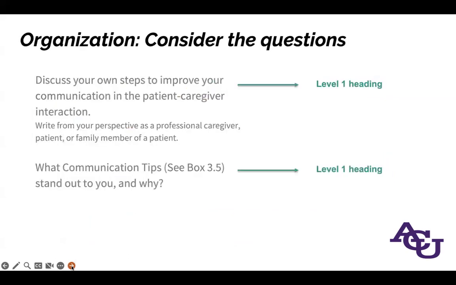So next, we're going to talk about how to organize this paper. The best way to get started with organizing is to consider the questions. For this assignment, we have 2 major questions. The first asks you to discuss your own steps to improving your communication and the patient-caregiver interaction. And the second question asks you what communication tips from the textbook stand out to you and why. So your answer to each of these questions can become a major section in your essay. And then we can turn each question into a level 1 heading to set off the section.